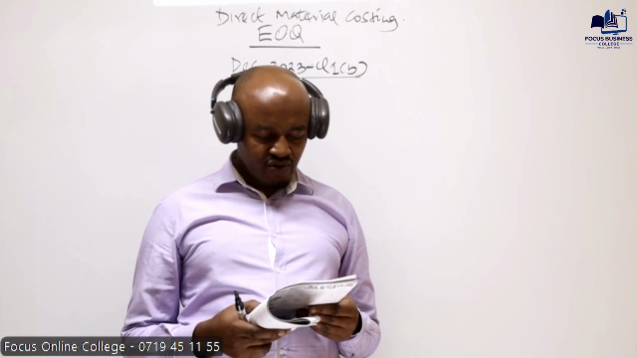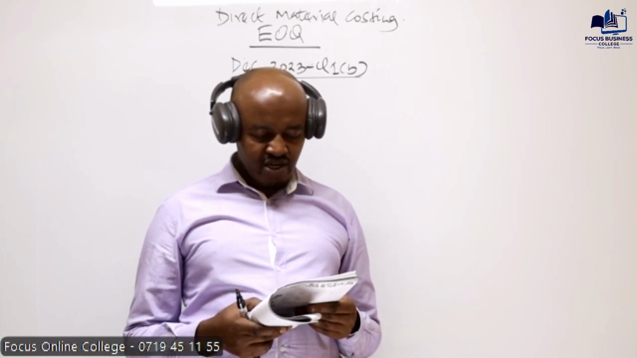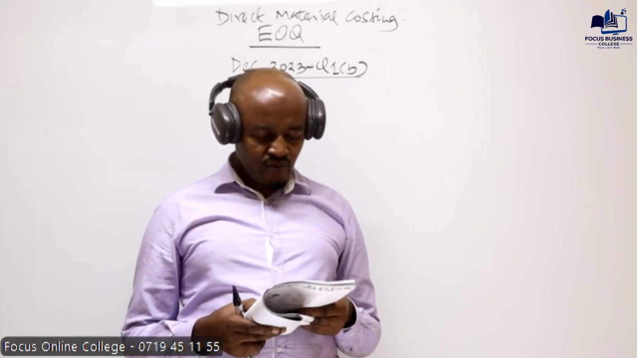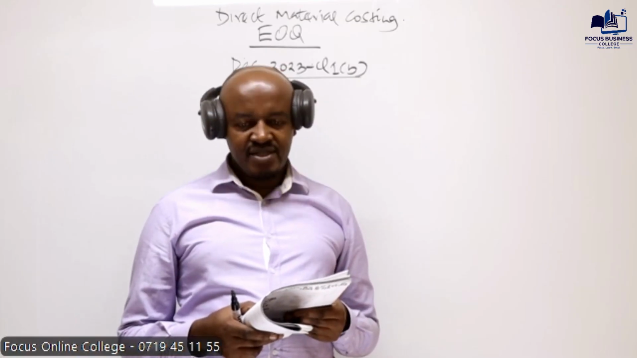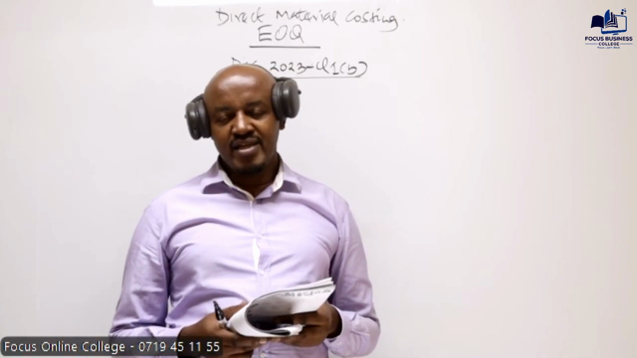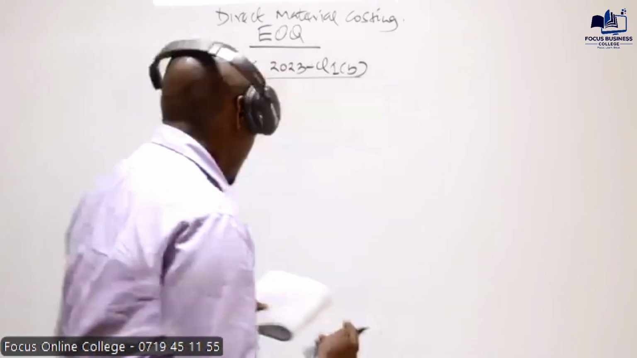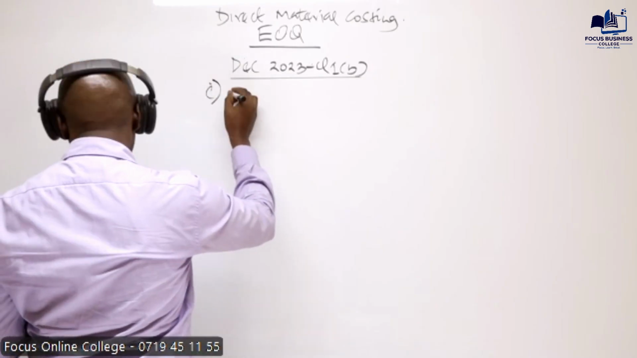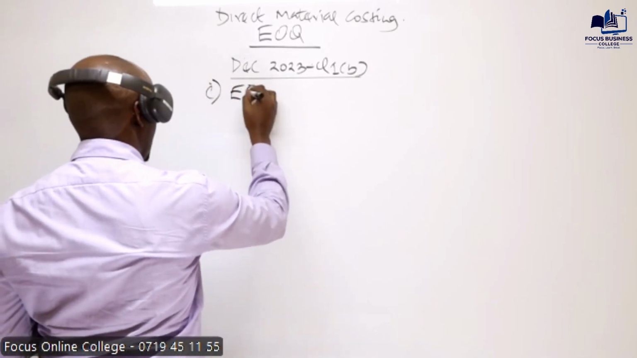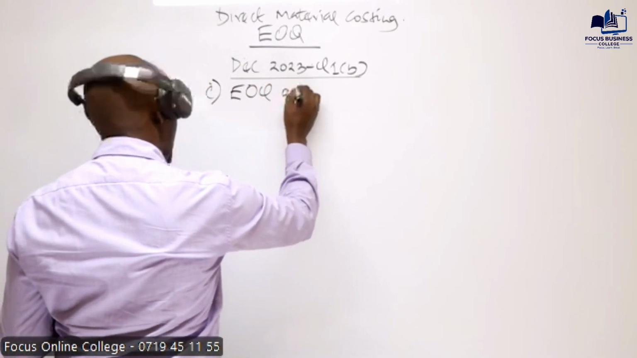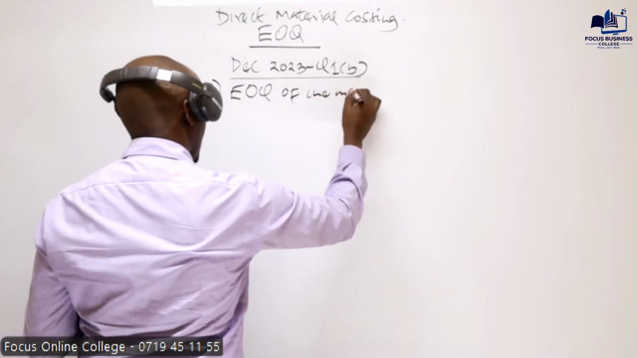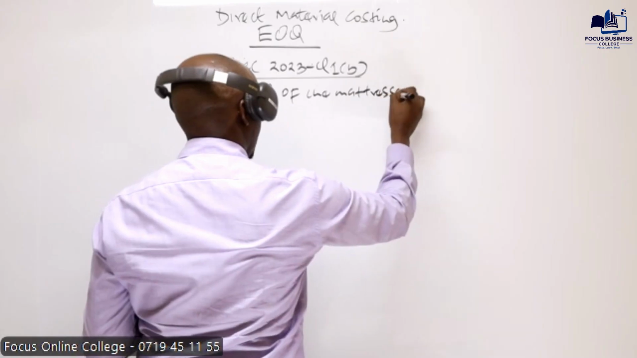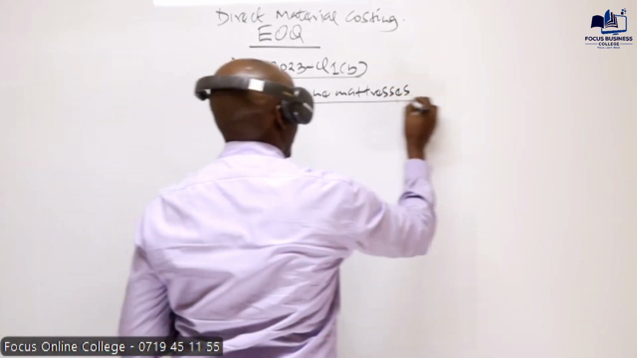So what are we required to do here? In Roman 1, we are required to compute the economic order quantity of the mattresses. In Roman 2, we are required to determine the cost minimizing order size from the supplier. We are going to start with Roman 1, and then I will explain how we do Roman 2. So in Roman 1, we compute the economic order quantity of the mattresses.